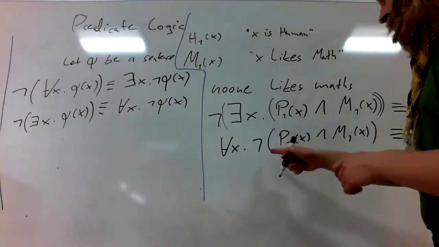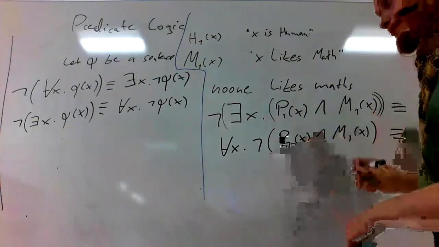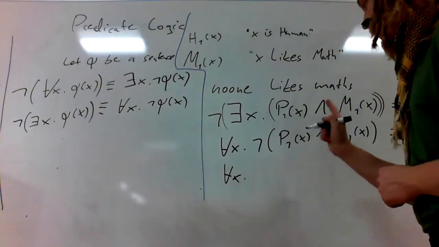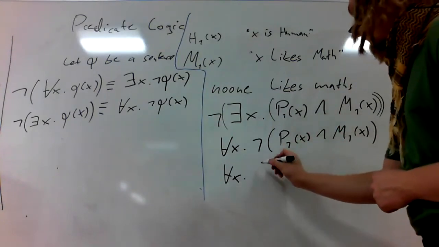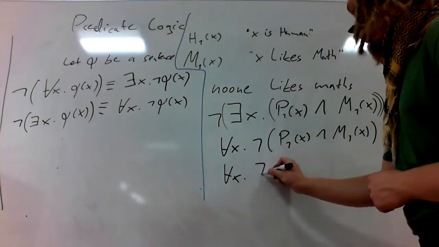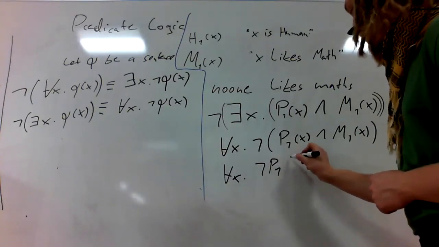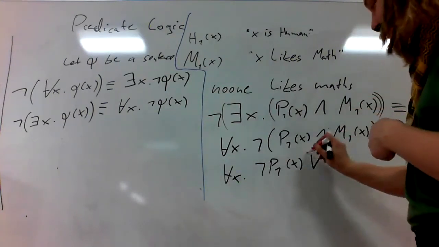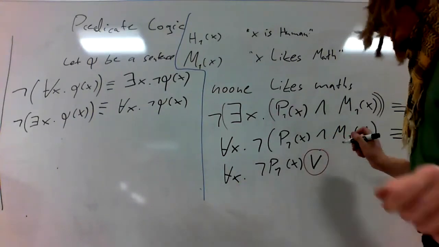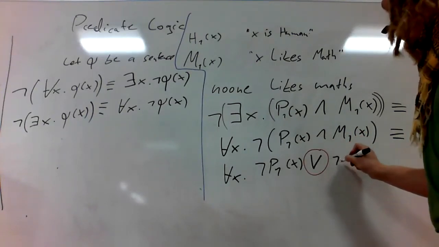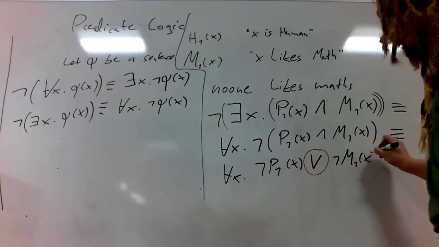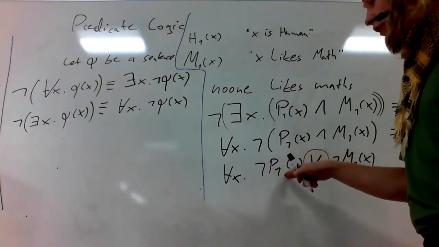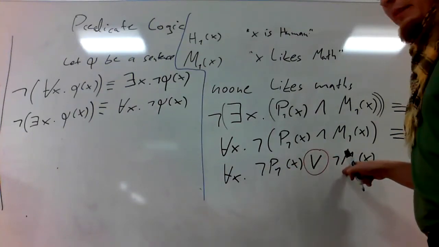Yeah. So now we resolve this negation over here. So we have for all x, it holds, and now De Morgan's laws, really important: not p1 of x, or, important, this is an or over here, or not m1 of x. So for all x, it holds it's either not a person or it doesn't like maths.